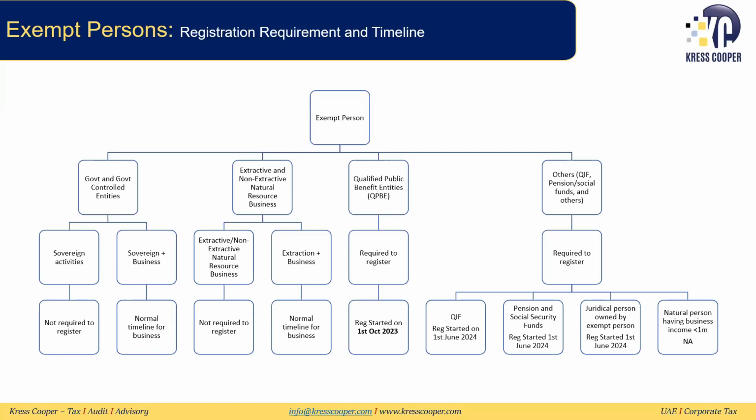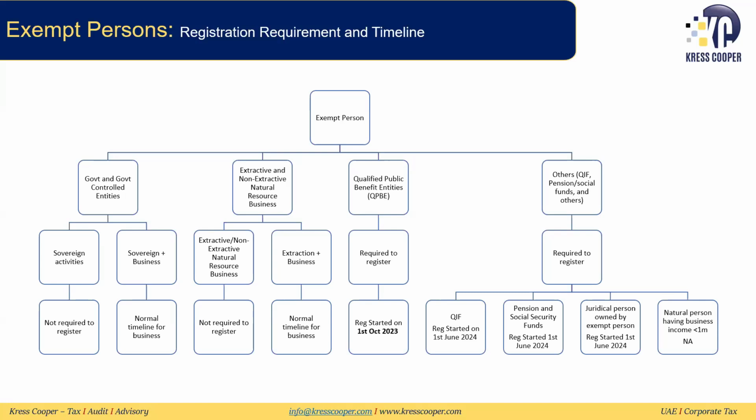Then coming to extractive and non-extractive natural resource business, if the company is purely doing the extractive or non-extractive natural resource business, they do not need to register. They only need to notify the ministry, as we discussed in the previous slide. But if they are also involved in some other business apart from this extraction business, then for their other business, they will need to follow the normal timeline, just like we discussed for the government and government-controlled entities. The normal timeline under FTA decision 3 would need to be followed by them.